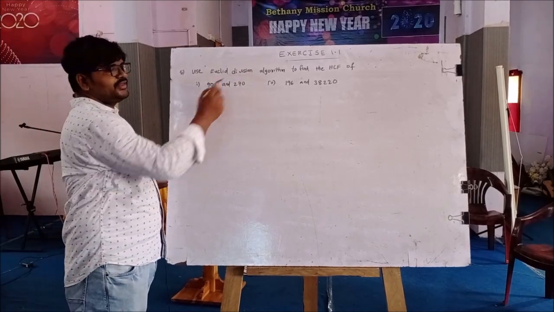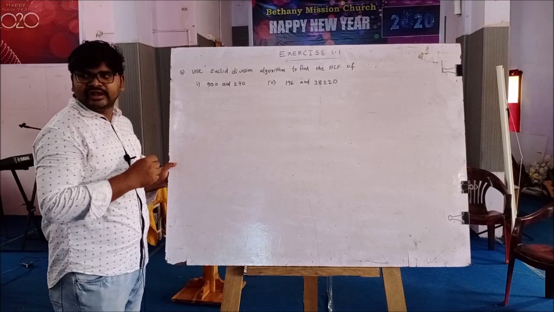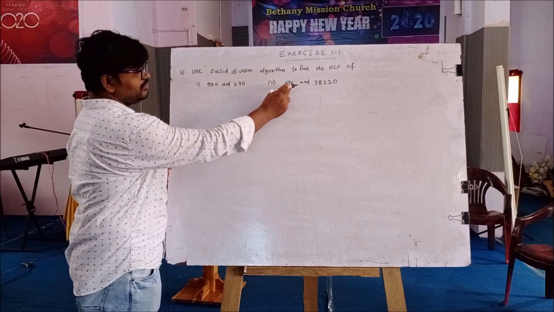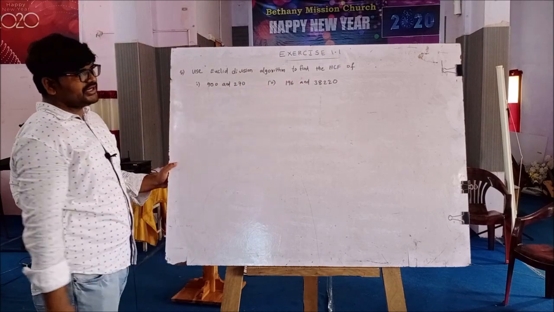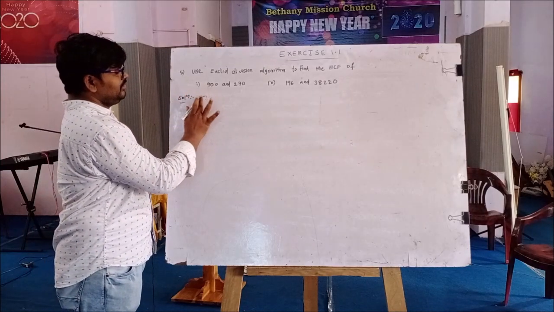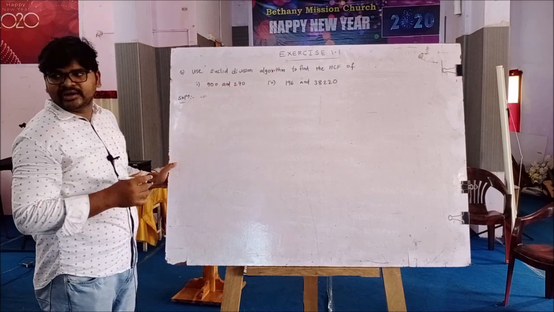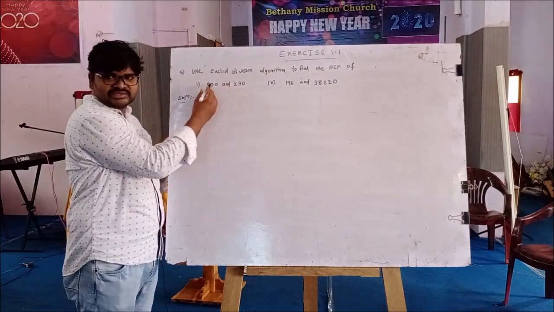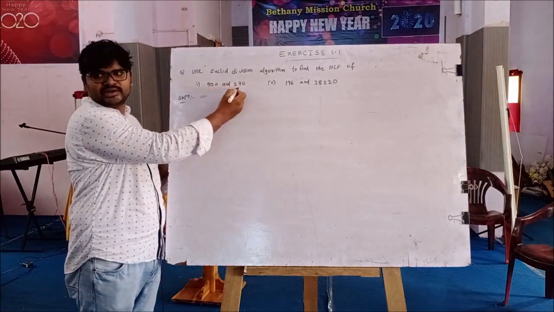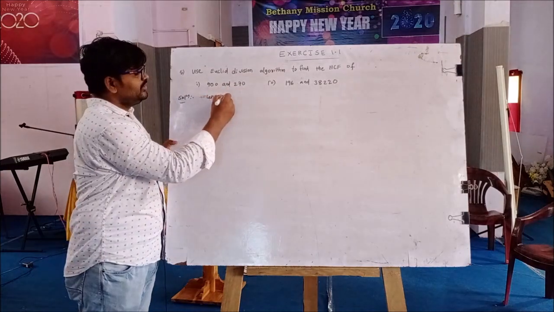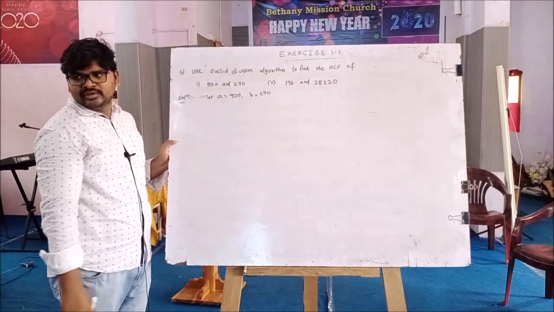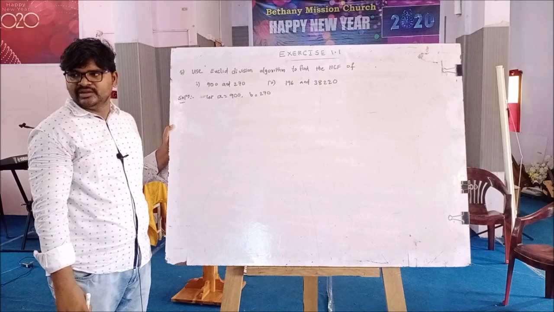Use Euclid division algorithm to find the HCF of 900 and 270, and second question, 196 and 38,220. Solution. First question: find the HCF of 900 and 270. Comparing the given two numbers 900 and 270, 900 is the bigger number than 270. So let us take a equals 900 and b equals 270 according to division algorithm. It's clear?